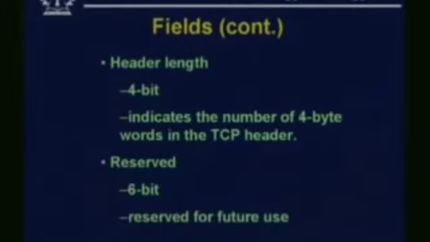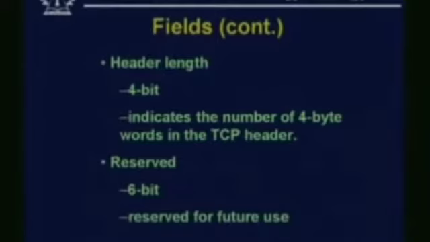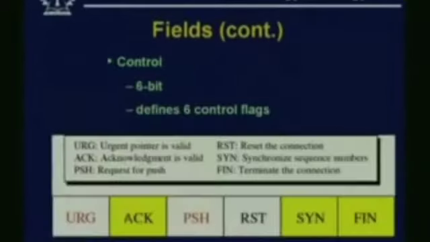And the next field in the header is the header length, 4 bit. It indicates the number of 4 byte words in the TCP header. This is required because the header is of variable length. The header, as we have just noted, could be anything from 20 bytes to 60 bytes depending on the options. So the header length is to be specified, and then there are some reserved bits for future use, followed by some flags.